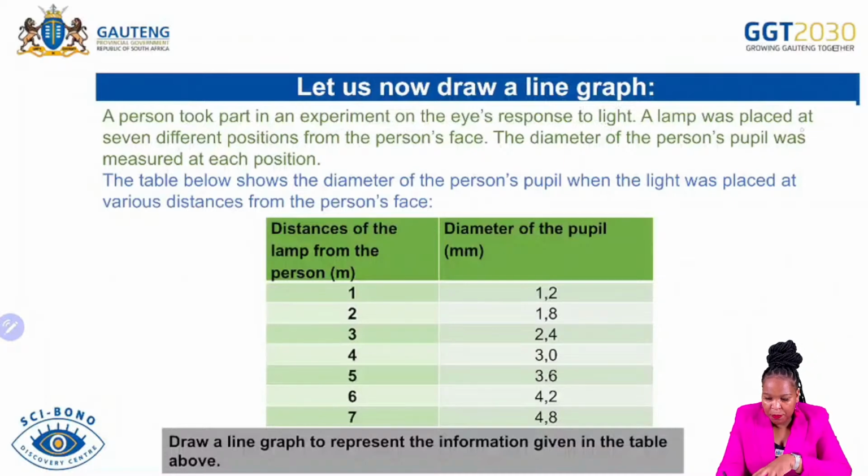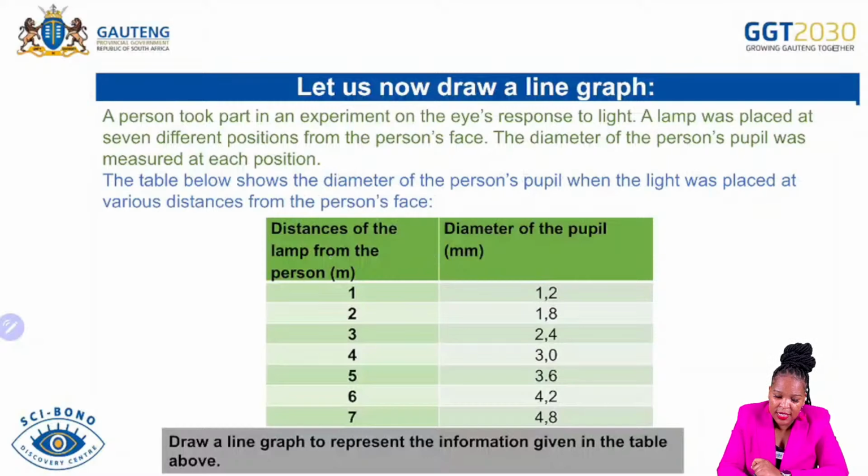A lamp was placed at 7 different positions from the person's face. Now, the diameter of the person's pupil was measured at each position. The table below shows the diameter of the person's pupil when the light was placed at various distances from the person's face. It's also important to have a heading for the table.